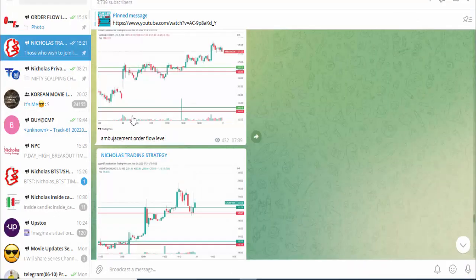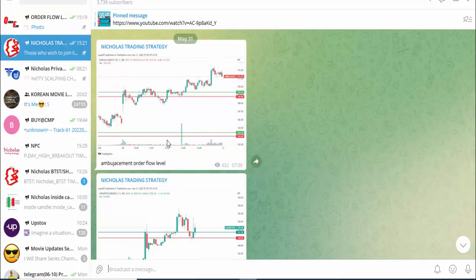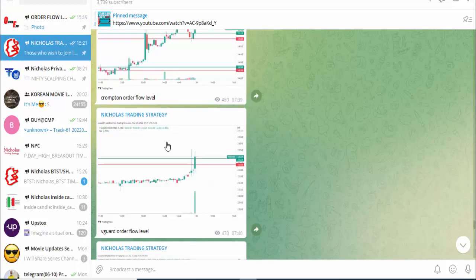Just check it. The first one is Ambuja Cement and the second one is Crompton. The last one is V-Guard.